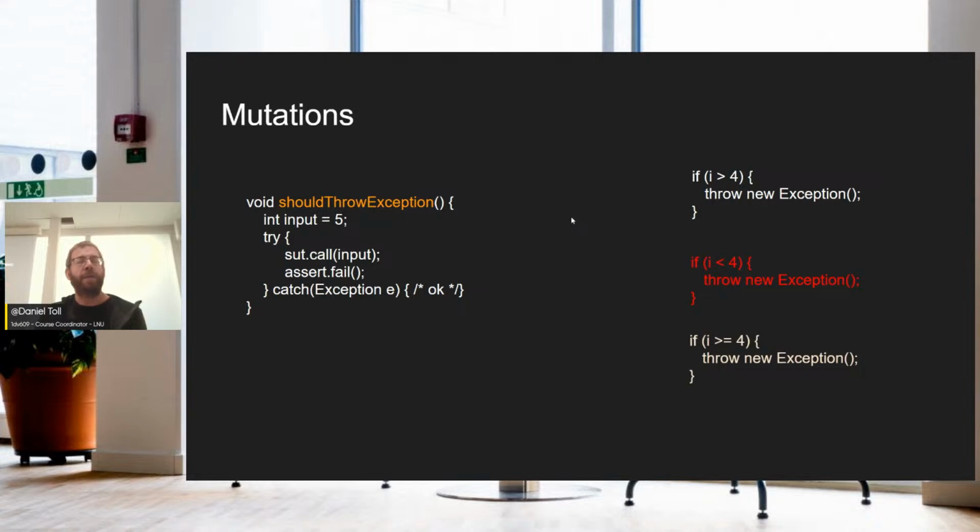Let's look at another mutant of this one. We did change the bigger than to a bigger or equal than. Send in 5 again. 5 is bigger or equal to 4, which means that we're going to throw an exception. And we're going to catch the exception, which is OK, which means that we did not kill this mutant. This is an equivalent mutant to this implementation. But the problem is like this. It's just equivalent to the test suite here.